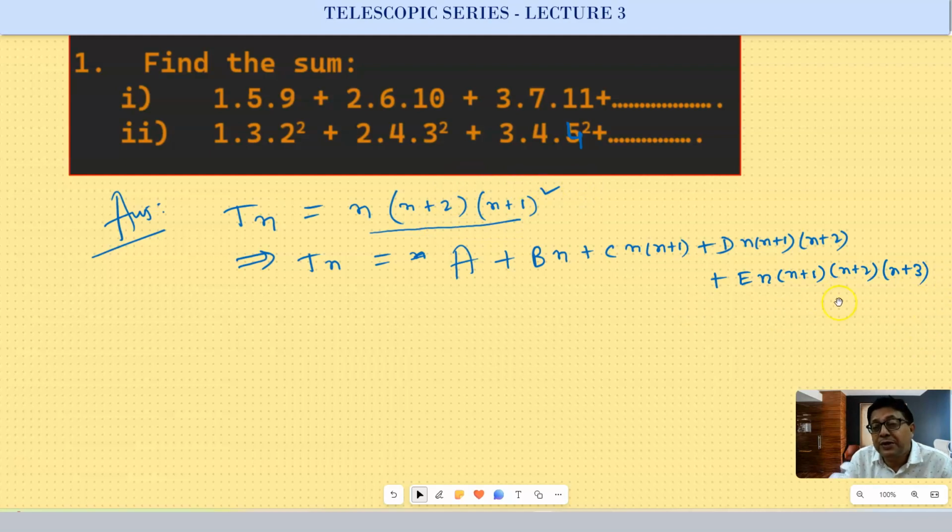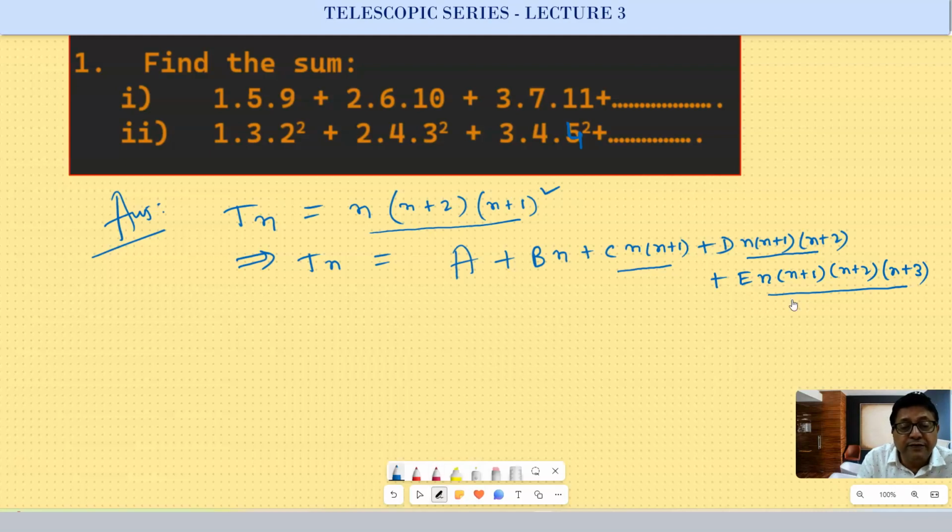But why are we doing so? Because our aim is to express each term in the form of un plus 1 minus un, that telescoping series where you can express each term as a difference. If we can find the values of A, B, C, D by any method, then we can find the sum of this series because Tn is written in this manner. So let us try to find the values of A, B, C, D.